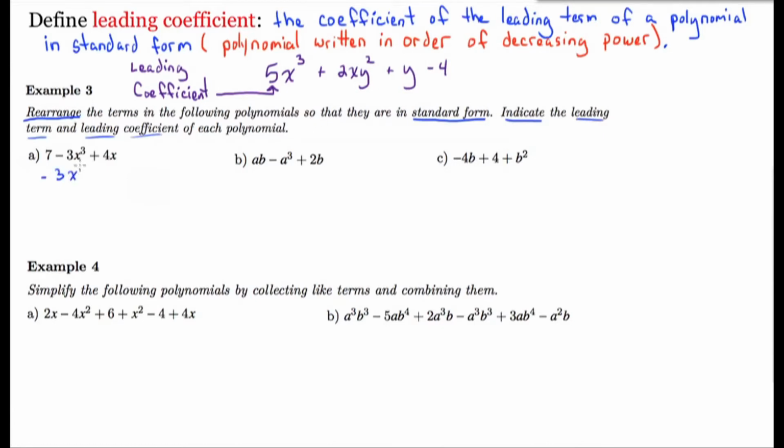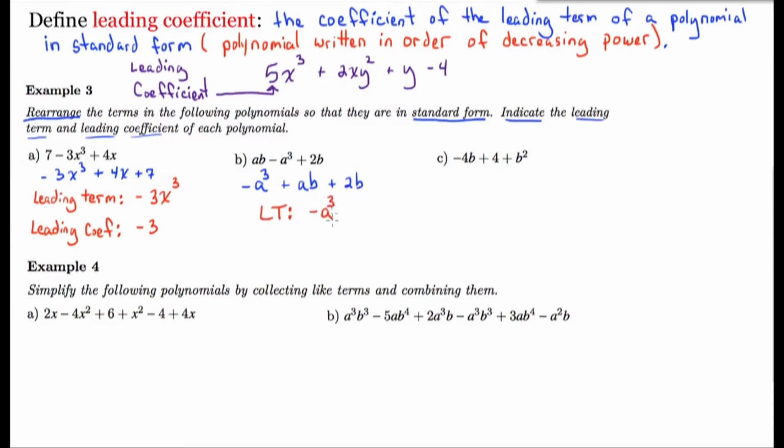So example 3, we're going to write these in standard form and then identify the leading term and the leading coefficient. So for part A, it's negative 3x cubed plus 4x plus 7. The leading term is negative 3x cubed, and the leading coefficient is negative 3. We're going to do the same for B and C. We're going to put it in standard form and then identify the leading term and the leading coefficient.